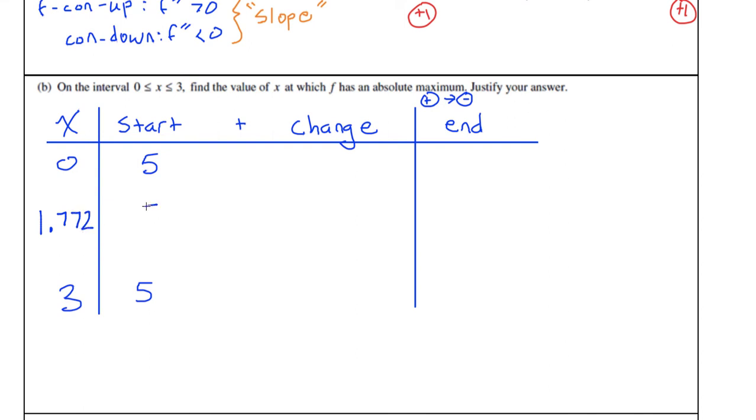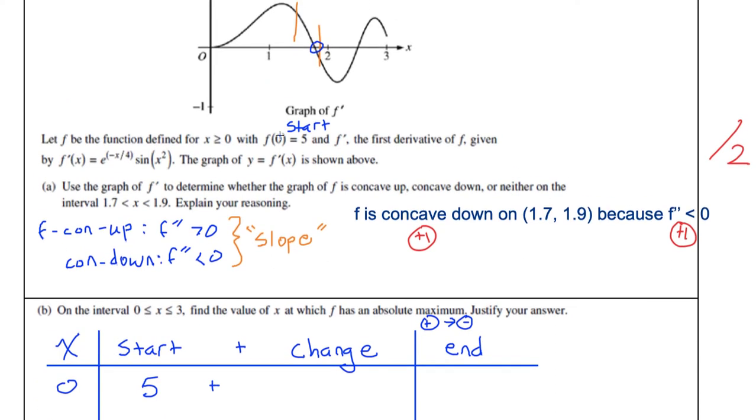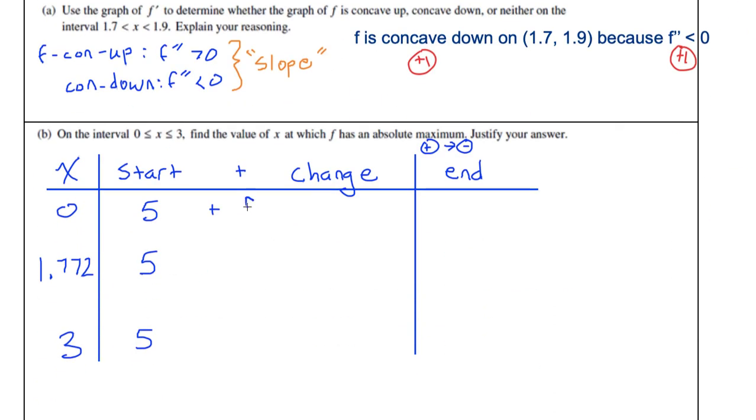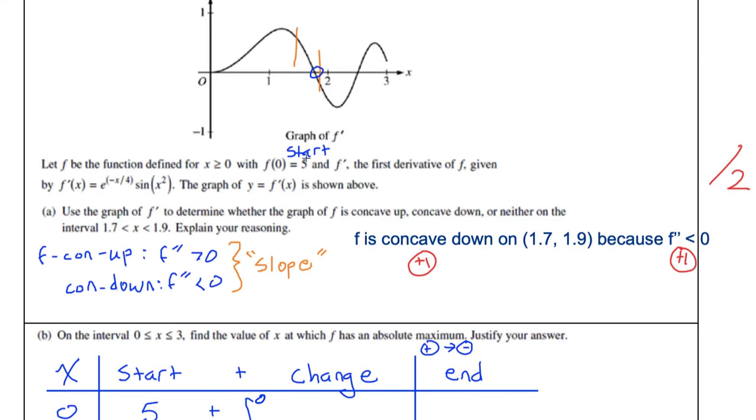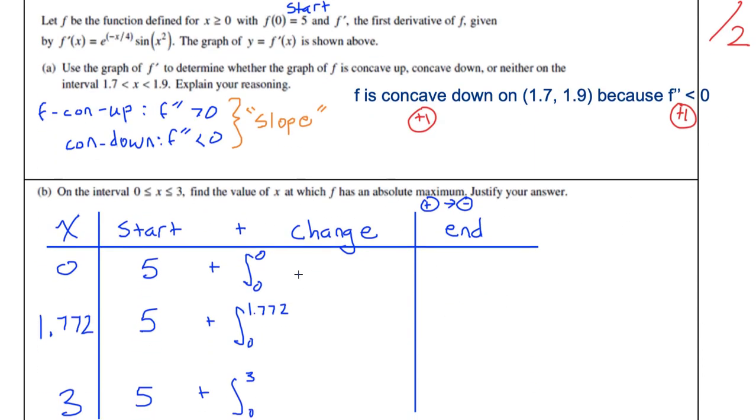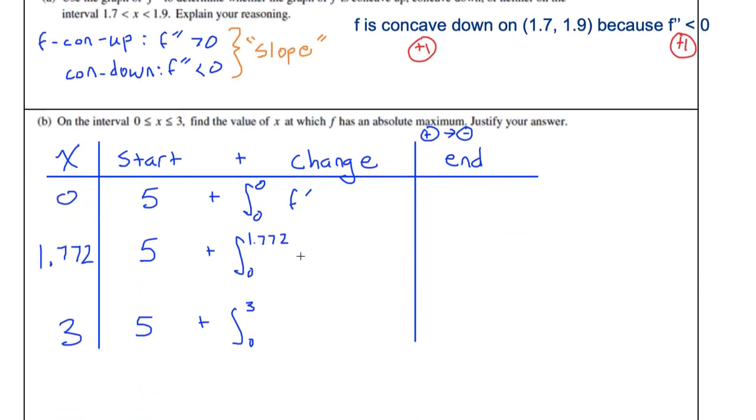1.772. And the start value there is going to be 5. So our change is going to be the integral from, our start x coordinate is 0. So it's going to be the integral from 0 to this x coordinate, 0. This is going to be plus the integral from 0 to this x coordinate, 1.772, plus the integral from 0 to this x coordinate, 3 of our f prime function. So I'm just going to say f prime to be lazy. So that one, that end value, I can do in my head, 5. This one I need some more work.